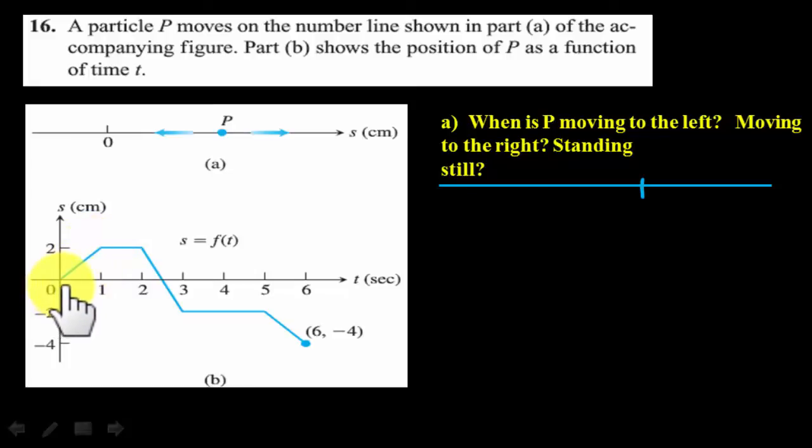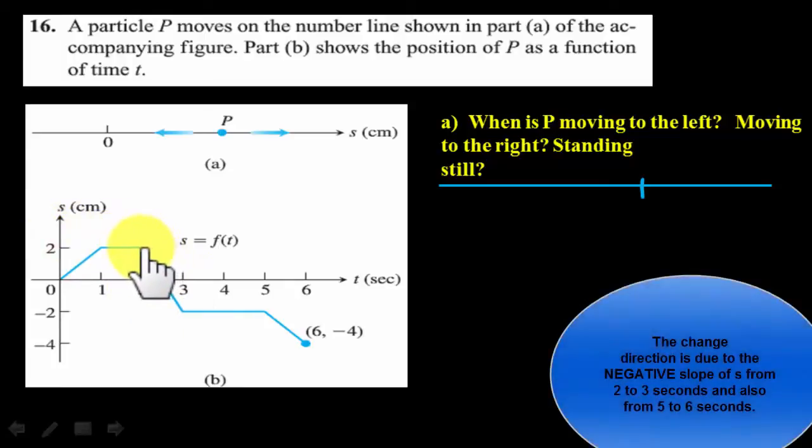So in the first second, from 0 to 1, it has traveled 2 centimeters. And then from 1 to 2, it was at a standstill. Same thing from 3 to 5. But what happens between 2 and 3? That's when it changed direction. It went from 2 centimeters to -2 centimeters in 1 second. It just tells you that it went in the opposite direction from 2 to 3, and also from 5 to 6, it has traveled from -2 centimeters to -4.